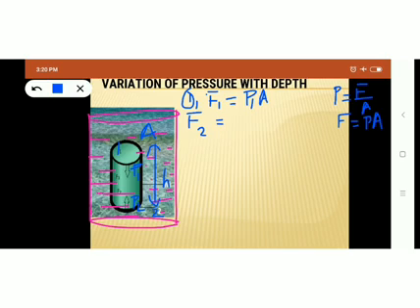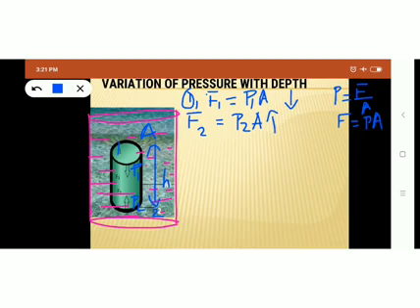So, force acting at point 2 will be pressure acting at point 2 times area. So, pressure acting at point 2 is P2, and area is A. And what will be the direction of these two forces? F1 will be acting downwards, F2 will be acting vertically upwards.